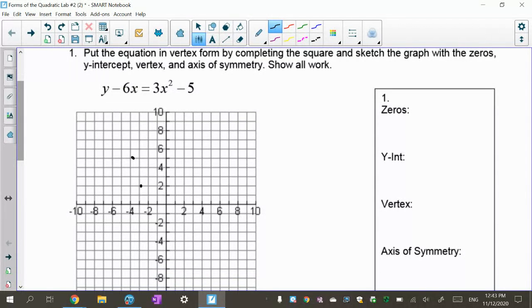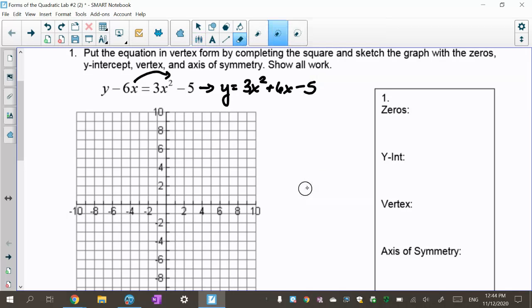Now I've already done one of these for you, and you're going to find all this information. The first thing I'm going to do is erase all these little dots that I have here and put this in standard form. So I'm going to move this 6x over, negative 6 over, to make it positive 6x. So it's 3x squared plus 6x minus 5.